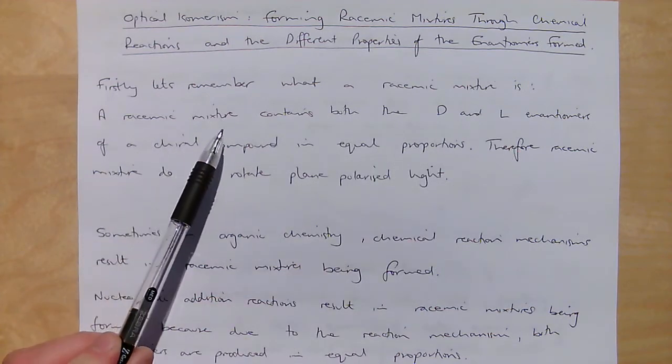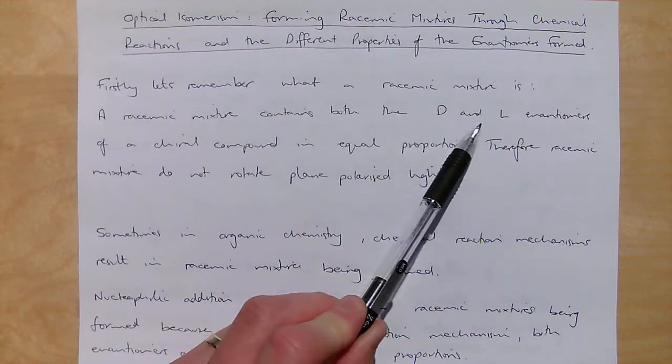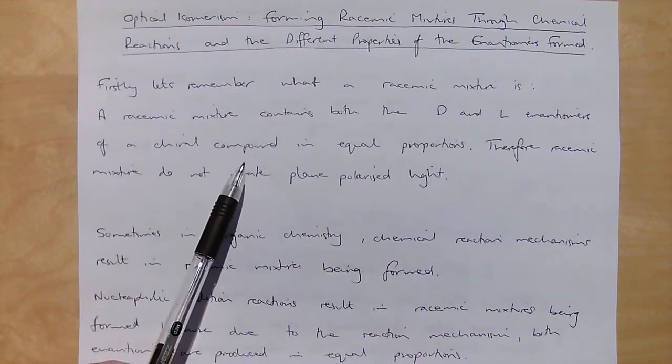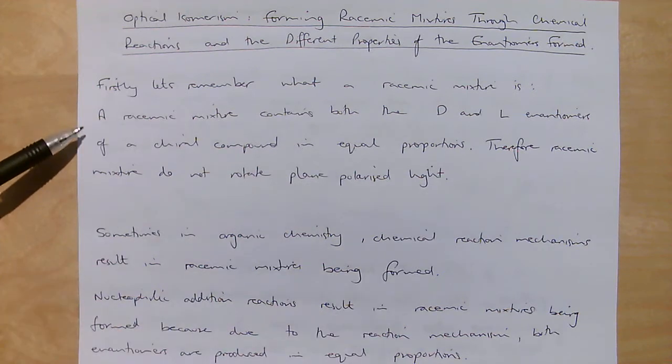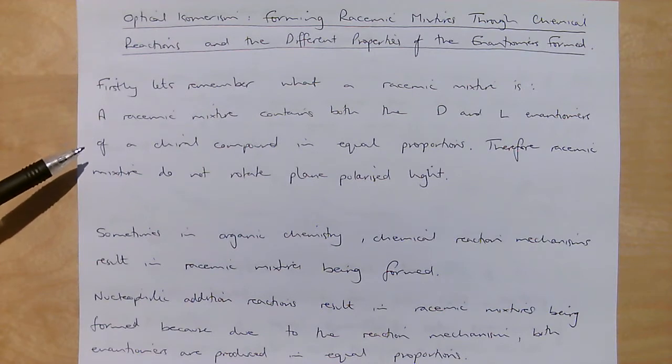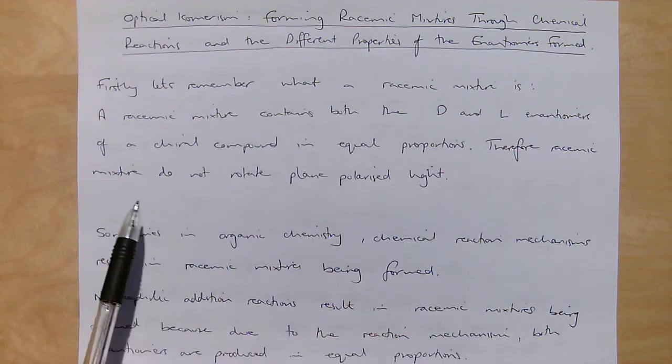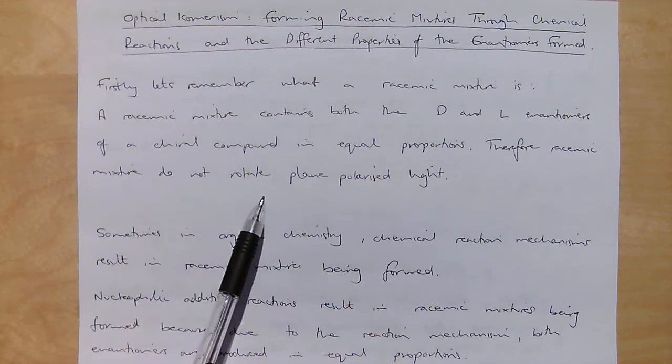A racemic mixture contains both the D and L enantiomers of a chiral compound in equal proportions. So let's just make sure we've fully understood that. A racemic mixture is a mixture of organic chemicals which contains the D and the L enantiomer in equal proportions, and therefore the racemic mixture does not rotate plane polarized light.